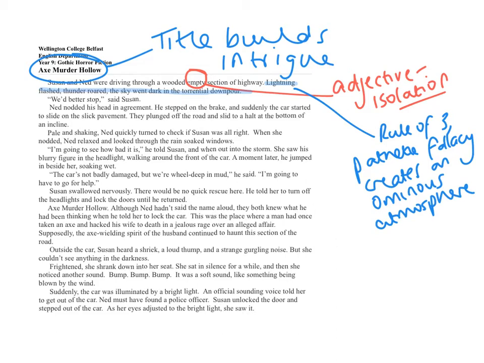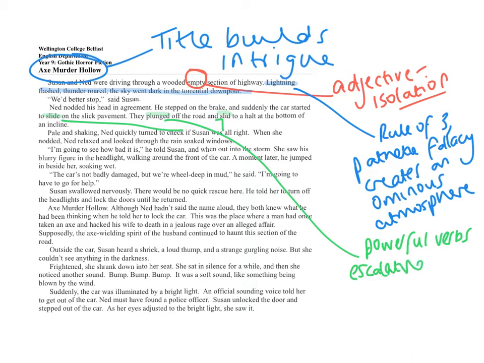As we read on then, we hear that Ned has to suddenly stop the brakes because the weather is so bad. And in this part of the story, we read he stepped on the brake. Suddenly the car started to slide on the slick pavement. They plunged off the road and slid to a halt. Now those three words are all verbs. They are doing words. So those are powerful verbs which create a sense of drama and show the escalating danger. Escalating means it's increasing. This escalating danger that Susan and Ned are in as they're forced to stop the car.